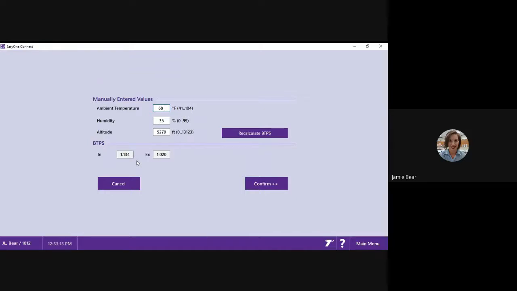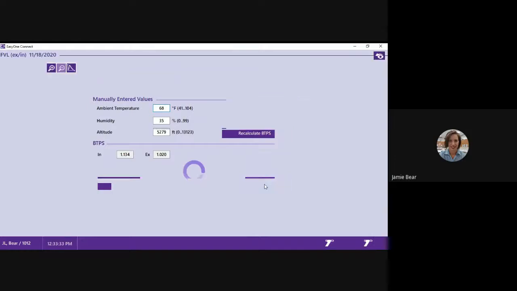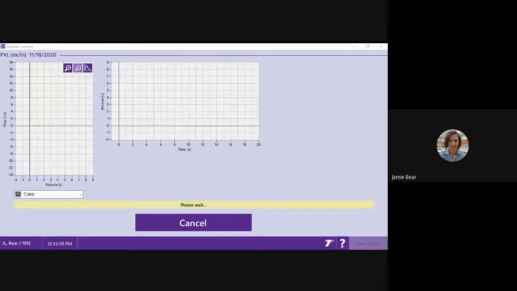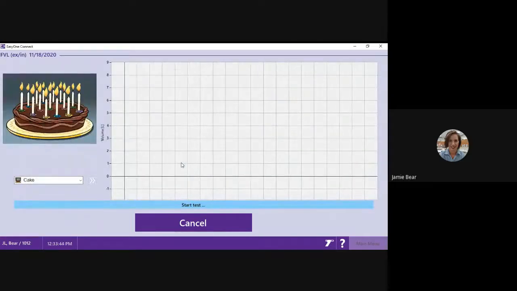Now, it's really important that I enter in this data because this is going to affect my tidal volume. So I'm going to add in here my ambient temperature. I'm going to add in here my humidity value and my altitude. And then based on that, my software here will convert my lung volumes from ambient temperature pressure dry to BTPS, body temperature pressure saturated.